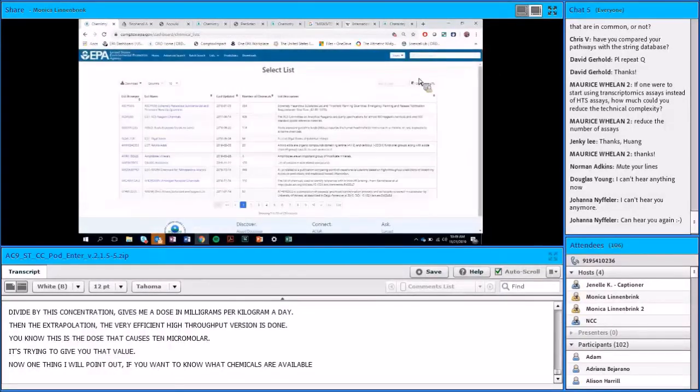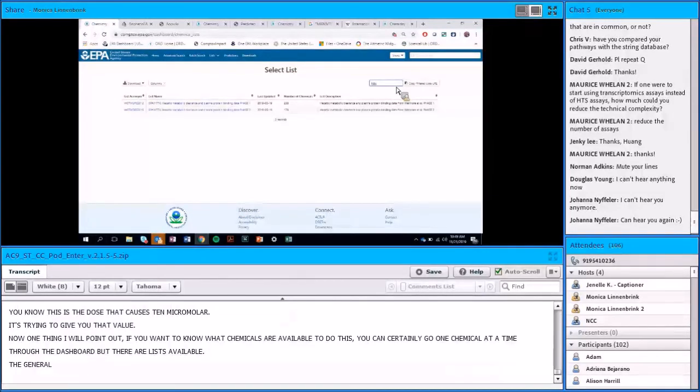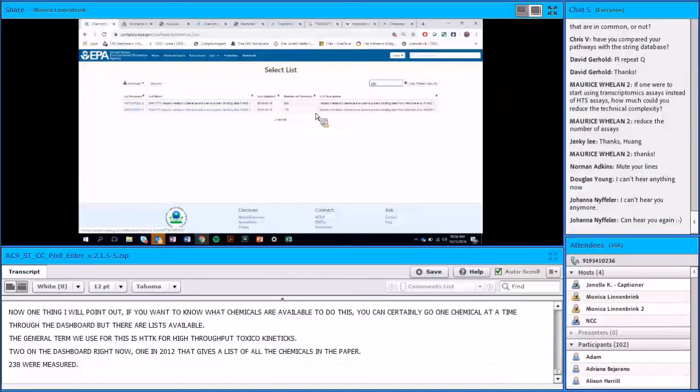Now, one thing I will point out, if you want to know what chemicals are available to do this, you can certainly go one chemical at a time through the dashboard, but there are lists available. The general term we use for this is HTTK, that is for high throughput toxicokinetics. And so there are 2 lists on the dashboard right now, one corresponding to a paper by Barbara Wetmore that appeared in Toxicological Sciences in 2012. That gives you a list of all the chemicals that were in that paper.